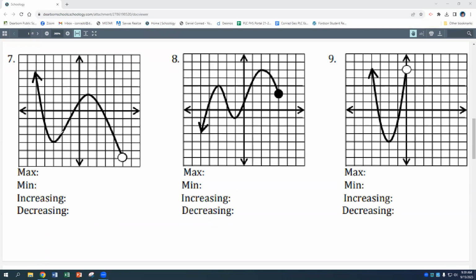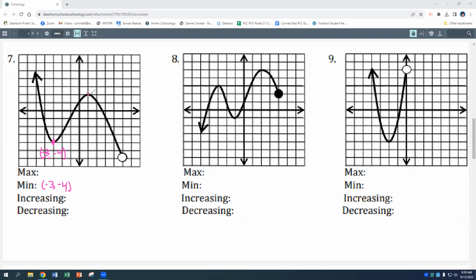Decreasing to increasing, so we have a local minimum here. So this coordinate is 1, 2, 3, 4, and down 1, 2, 3, 4: (-3, -4). So that's a local minimum. I'm sorry, -3, -4, right? -3, -4.